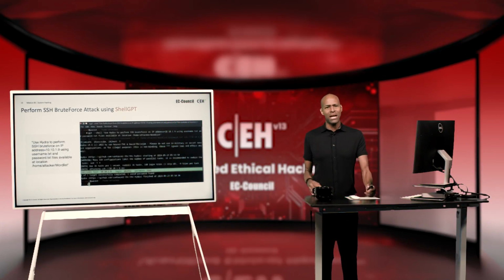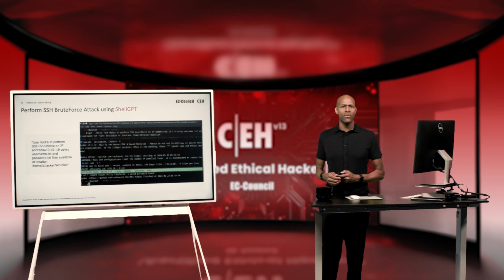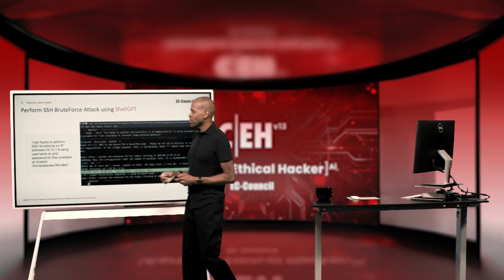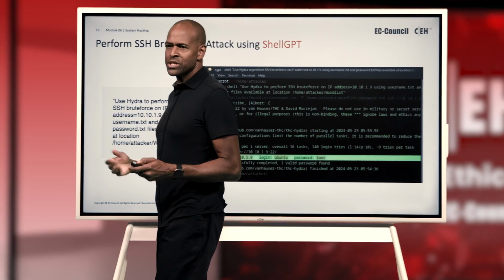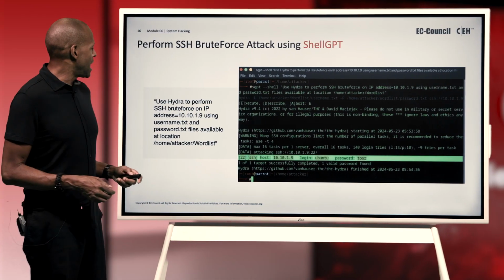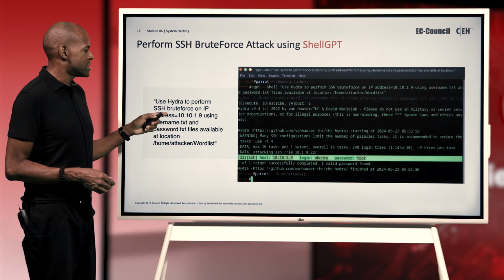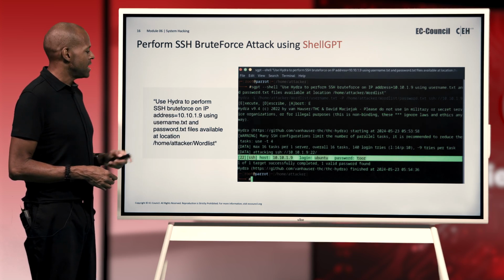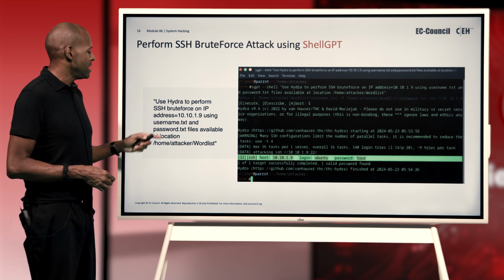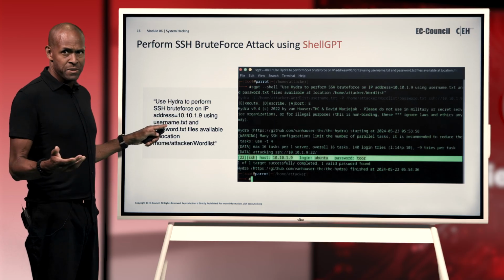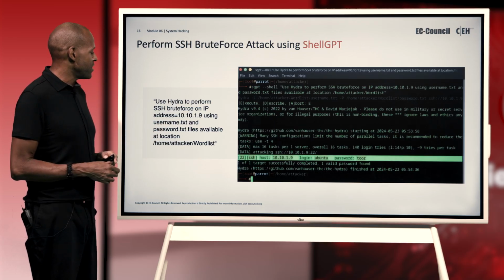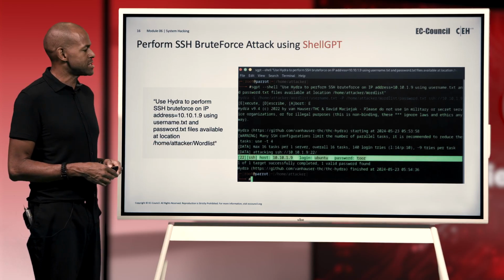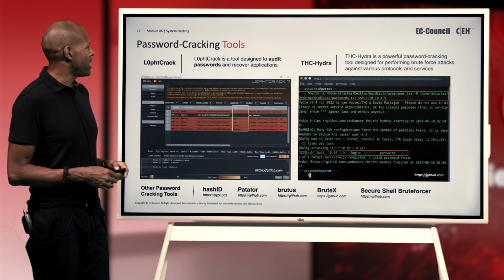So let's go back to the board and have a look at what we're doing with Shell GPT over here. We're going to be using the shell. We're typing in SGPT and we're doing "use Hydra." So that's the tool we're specifying to perform an SSH brute force on an IP address, 10.10.19, using, and this is where we specify our collection of usernames and passwords and the location where those word lists are. And then we run the attack.